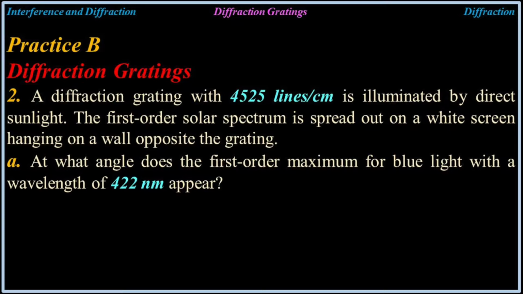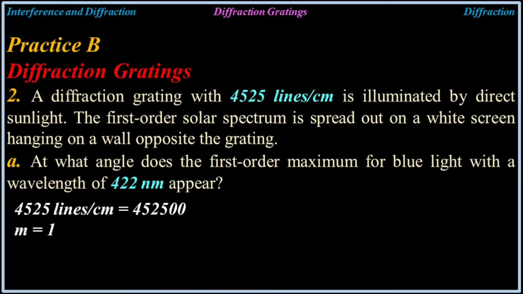A diffraction grating of 4,525 lines per centimeter is illuminated by direct sunlight. The first order solar spectrum is spread out on a white screen hanging on a wall opposite the grating. At what angle does the first order maximum for blue light with a wavelength of 422 nanometers appear? At what angle? Now notice you have to make sure things are correctly lined up.